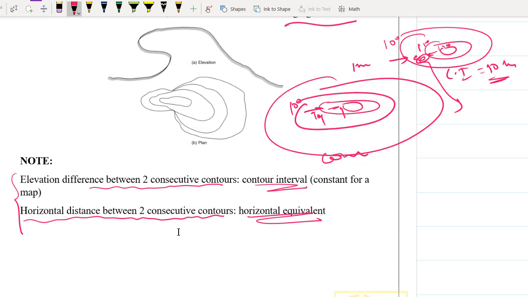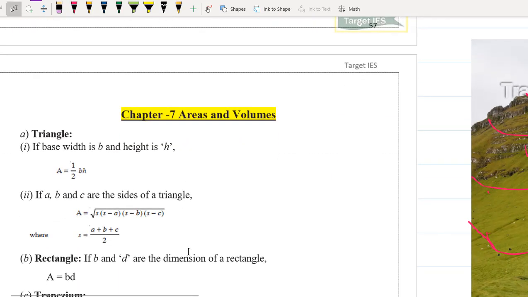I hope you are perfect in this contouring topic. You will never make mistakes, you are perfect now. I wish you all the best for your exams, and in the next module I will be starting areas and volumes. We are almost at the end. Maybe in 3-4 modules we will be finishing this entire survey. Okay.